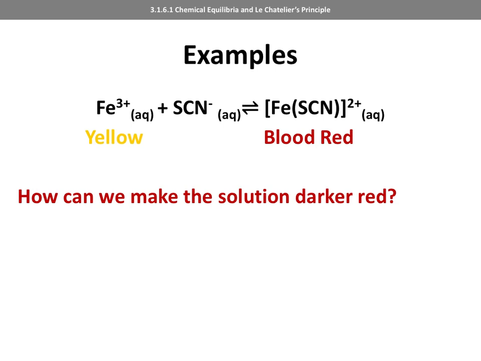If we increase the concentration of either of those, then the position of equilibrium will shift to the right, because it will seek to cancel that increase, to cancel that change. And to do that, it needs to use that increase up, or some of that increase up, which means that it shifts to the right. So we can make the solution a darker red by increasing the concentration of either the Fe3+ ions or the SCN- ions.